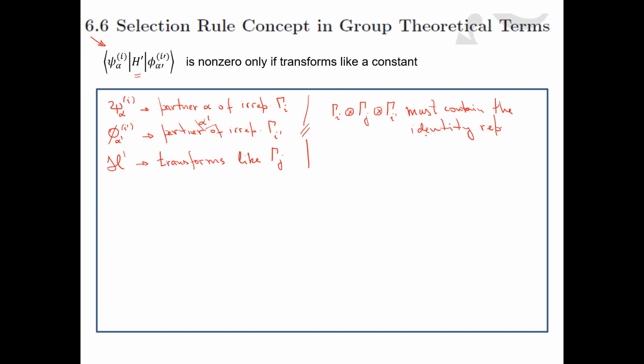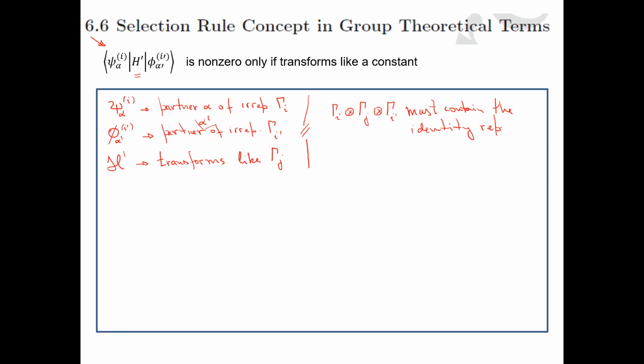So sometimes, or most of the time, this product of representations will not be an irreducible representation of the group, but a reducible representation. But the idea is that when you decompose into irreducible representations, one of the terms must contain the identity representation, otherwise this quantity is zero.